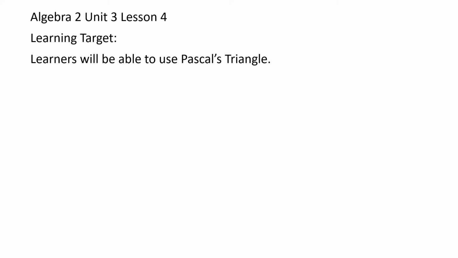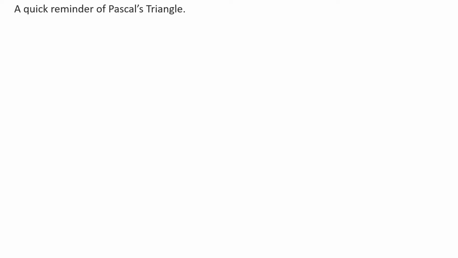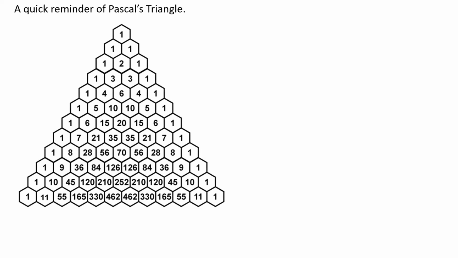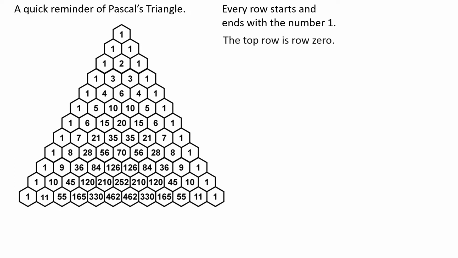Okay, let's get straight into this. What do we use Pascal's Triangle for? Okay, so we've been looking at Pascal's Triangle. And remember, each row starts and ends with the number 1. The top row is actually called row number 0.